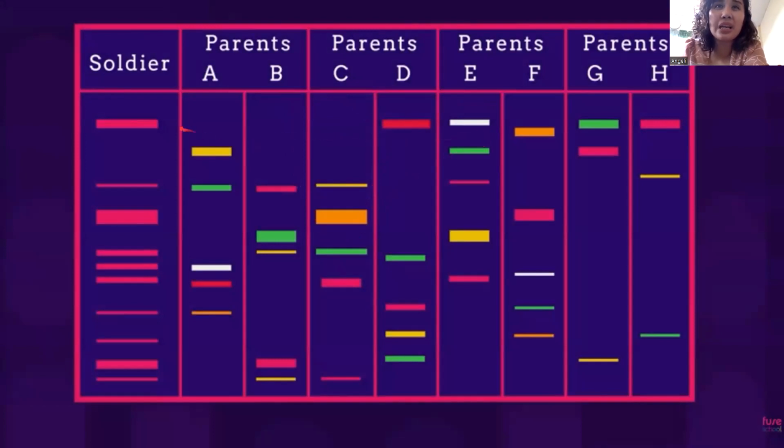Parent E, yan. F, letter E, 1, 2. 2 out of 5. 1, 2, 3, 4. Yan. So, mas maraming kamatch itong C and D. Yun, guys. Anyway, the answer is parents C and D. So, look for yourself. Okay? Sinong parents ang mas maraming kamatch with the soldier?